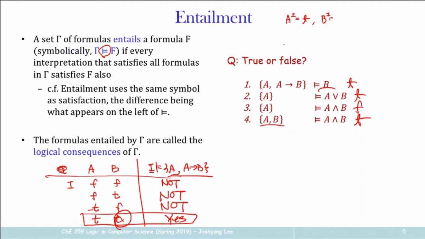All right. Now let's go into some tricky cases. The left-hand side is the empty set. The empty set entails A or not A. This is true. This is a bit of a weird case because there's nothing on the left-hand side. But what is the definition saying? Every interpretation that satisfies all formulas in gamma satisfies this one, right? So if you have this interpretation, for instance, false, false, does it satisfy every formula in the empty set?